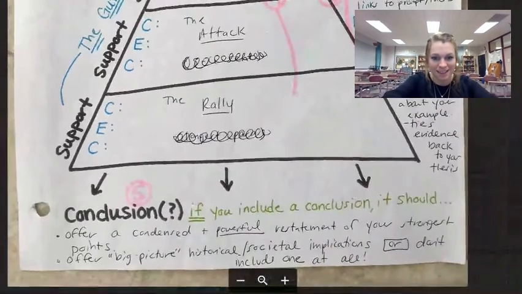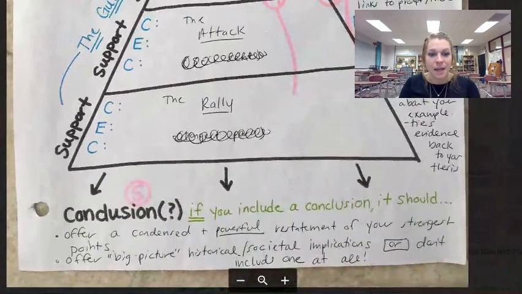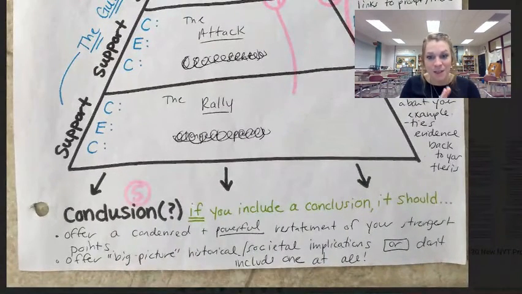Okay. So there's a question mark here because if you include a conclusion, it should offer a condensed and powerful restatement of your strongest points or offer big picture historical societal implications. So basically here, you should not waste your time unless you have something new to say or something very elaborate and detailed. The chief reader does not want you to have a repetition paragraph that you guys are really used to using in a conclusion.